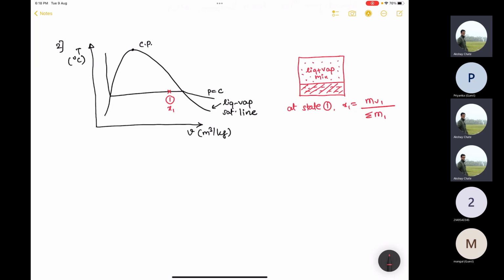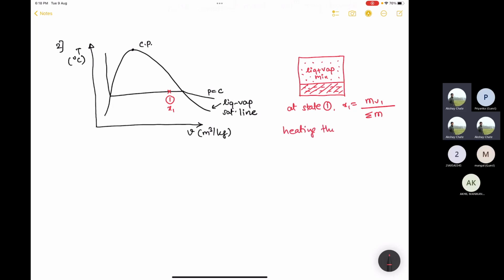Since this is a constant mass system, the sum of the mass of vapor and the mass of liquid will be constant wherever you take this process, as long as it's constant mass, or there is no exit or entry of another mass in this system. And let's say you start heating this system, and it reaches point 2.